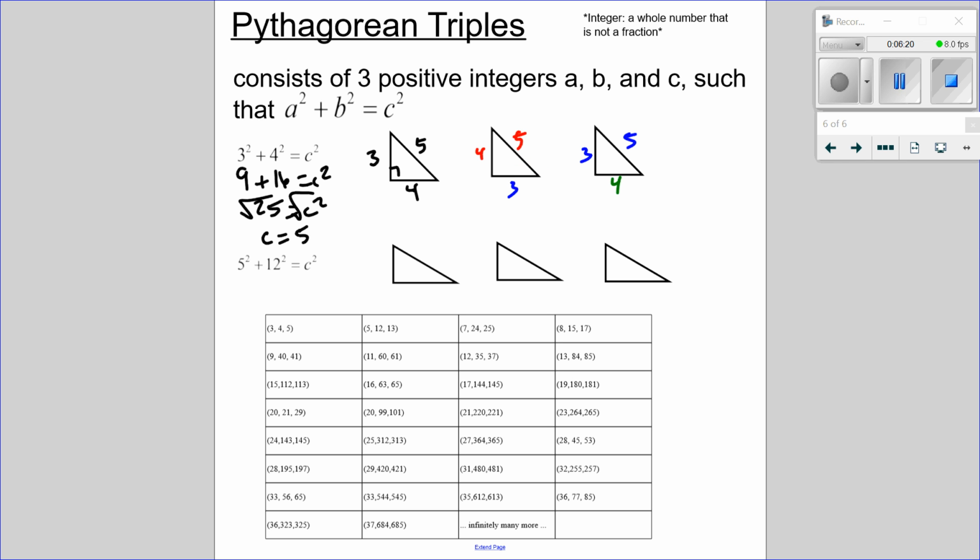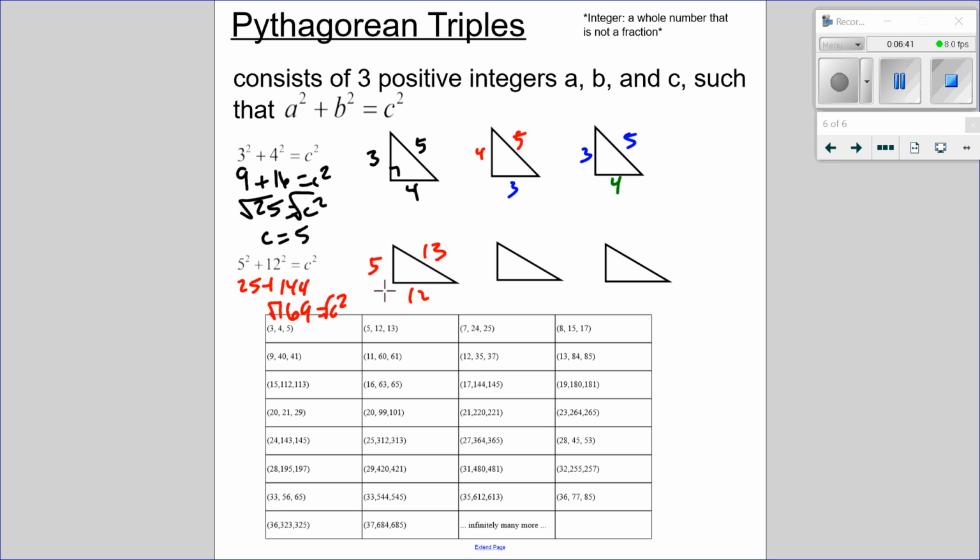Another example of this, one that we want you to know, is a 5, 12. So if it's 5 and 12, let's check it out. I get 25 plus 144, which is 169 equals c squared. The square root of 169 is 13. So another Pythagorean triple is the 5, 12, 13.